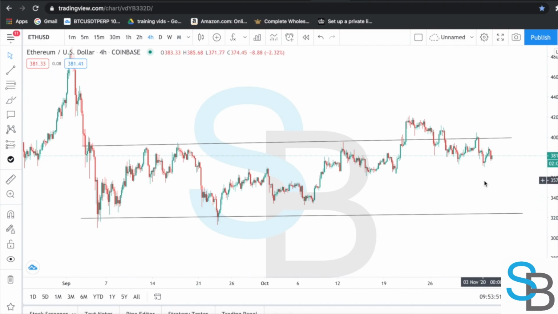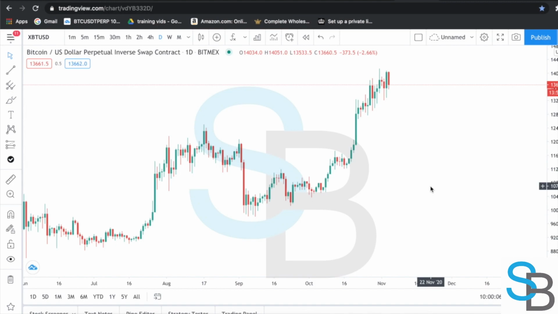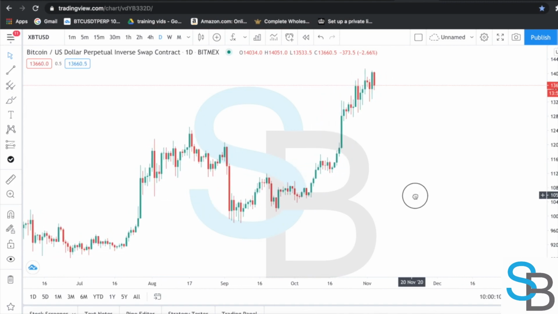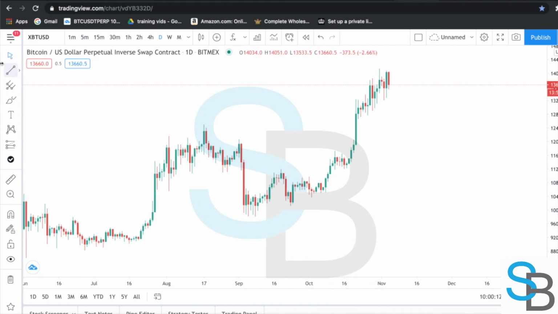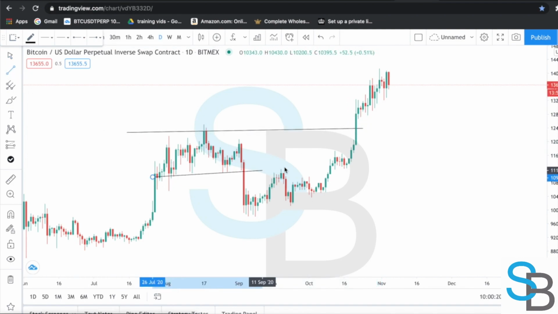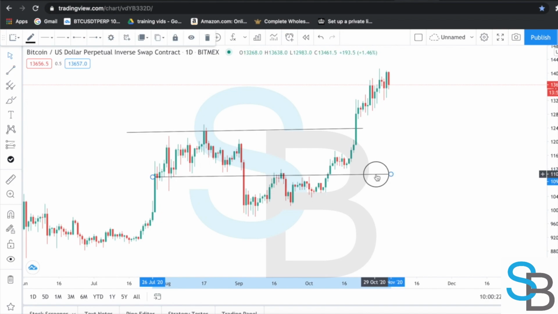Let's move on to our final example of support and resistance. This is our final example. This is the Bitcoin and the US dollar chart. Let's find major support and resistance levels. This is the resistance level. As you can see, we got multiple rejections upon here. This is the resistance zone and this is the support zone. The price was constantly bouncing back from this zone.